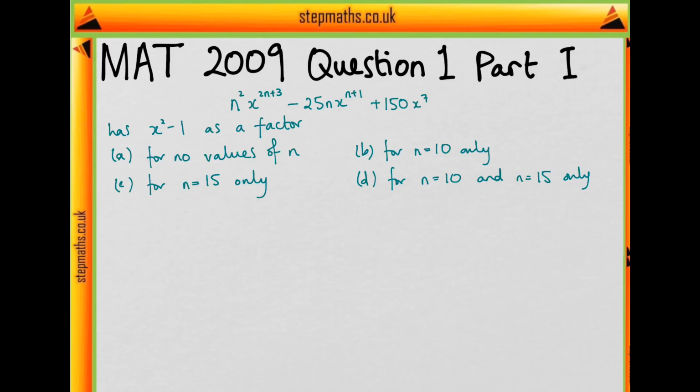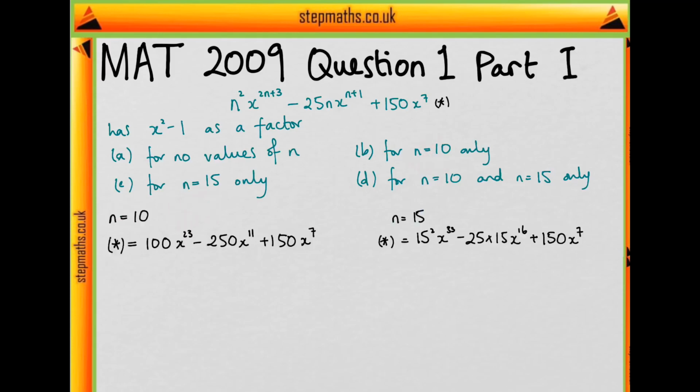If I call this expression star, then if we substitute n is 10 and n is 15 into star, we're going to get these polynomials. If I call these 1 and 2, we can refer back to them later. It's going to be very difficult to try and actually factorize these polynomials, so we'll have to look for its factors in a different way.